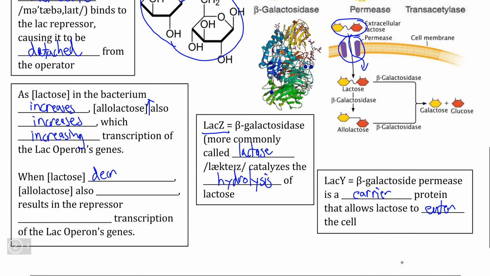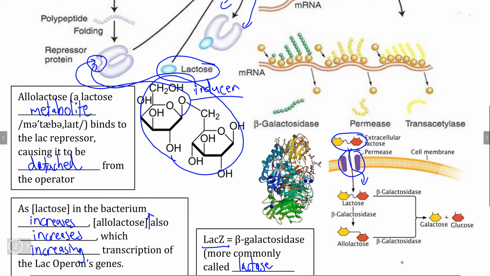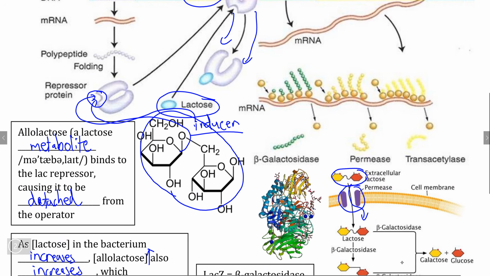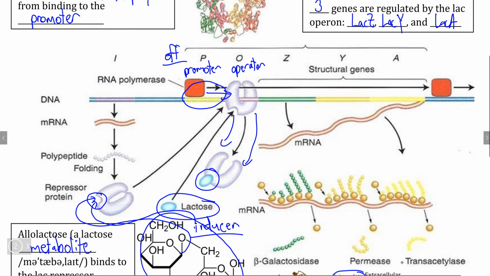So as the concentration of lactose decreases inside of the bacterium, that means that there's less lactose to be metabolized into allolactose, meaning that this concentration of our inducer molecule will decrease, meaning that it is much less likely that allolactose will attach to the allosteric site of the repressor protein, and therefore our repressor protein becomes active, and this results in an overall decrease in the activity of transcription of the Lac Operon's genes.